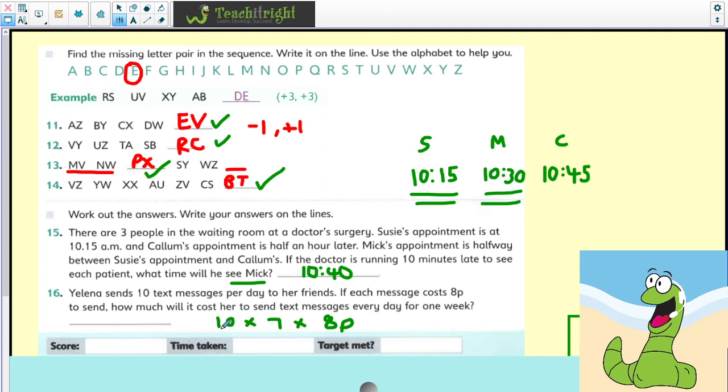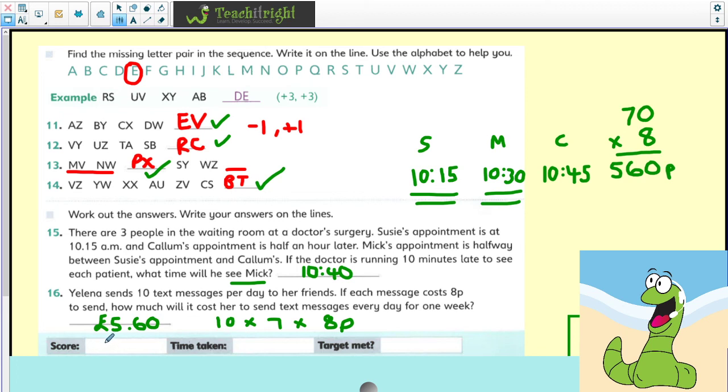And question 16. Yelena sends 10 text messages per day to her friends. If each message costs 8p to send, how much will it cost her to send text messages every day for 1 week? So here's the calculation. We're going to do 10 times 7. Of course, there's 7 days in the week. So that means that we get 70 altogether in terms of the number of text messages. But then we need to multiply that by 8 because each text costs 8p. So 8 times 7 is 56. Now we're going to convert that, because that's currently in pence, into pounds. So the answer is £5 and 60p.